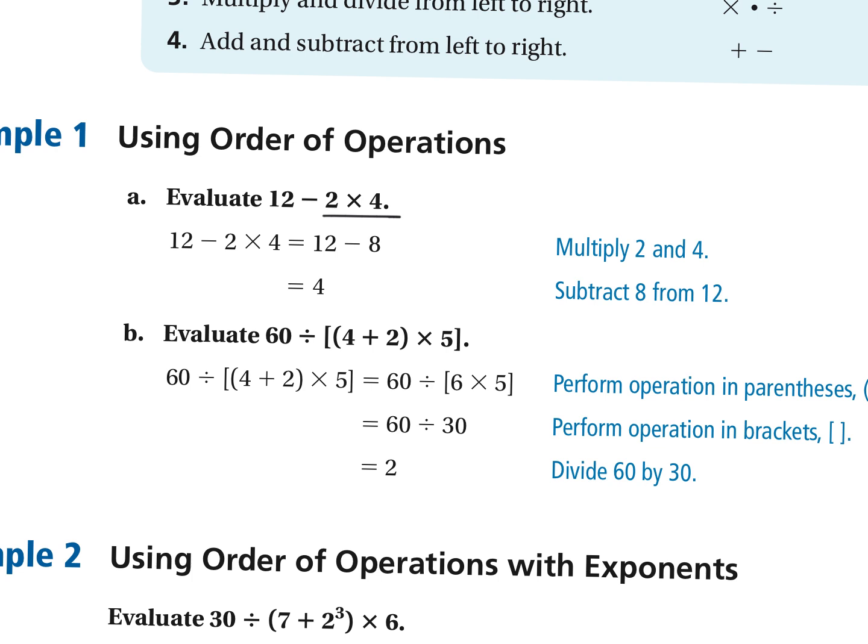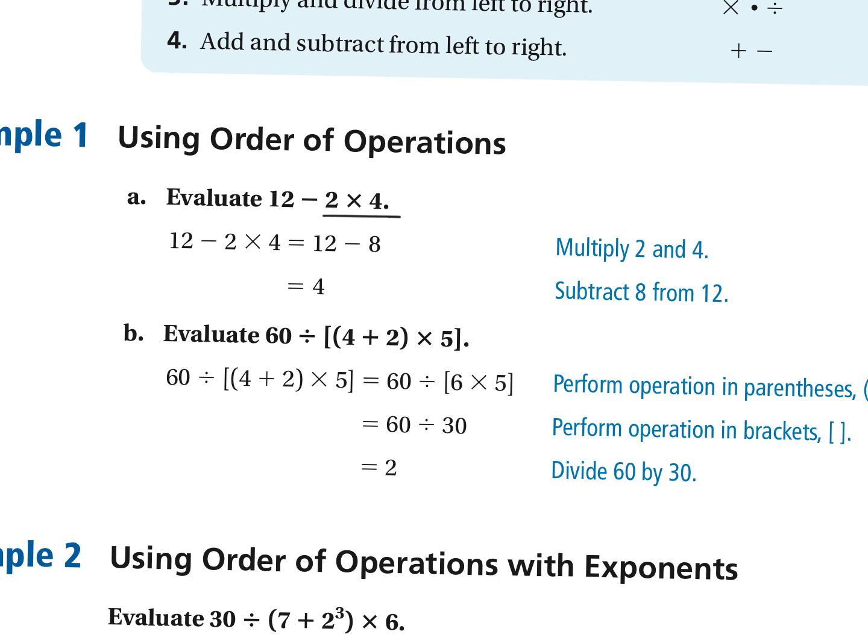Okay, same thing for B. It just has more grouping symbols. So this is very important. Please make sure that you are listening and paying attention. I have a grouping symbol operation inside of another grouping symbol. Do y'all notice that? I have parentheses inside of brackets. What do you think I have to do first? Annie, what do you think? The parentheses. I'm going to work from the inside outward.